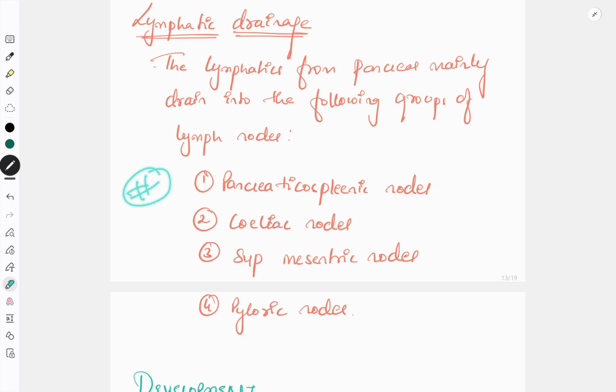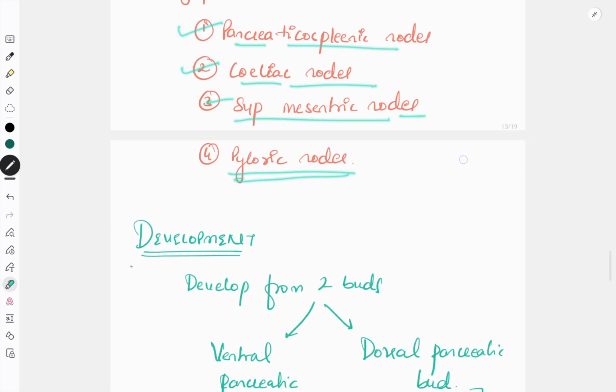What is the lymphatic drainage? It drains into the pancreatico-splenic nodes. Then you know about the celiac nodes, superior mesenteric nodes, as well as the pyloric nodes.